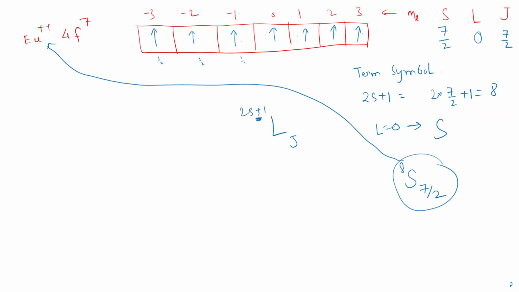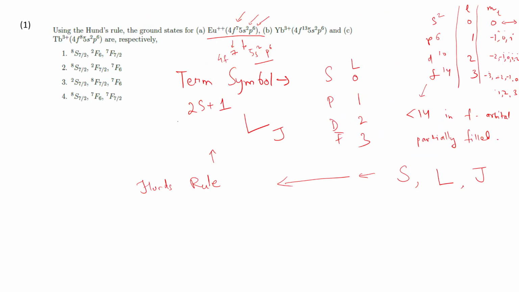So what we got here? 8S 7 by 2. So 8S 7 by 2 is not in this option. So this is wrong. So this is a probable option, this is a probable option, and this is a probable option. Let us do similarly for Yb3+.